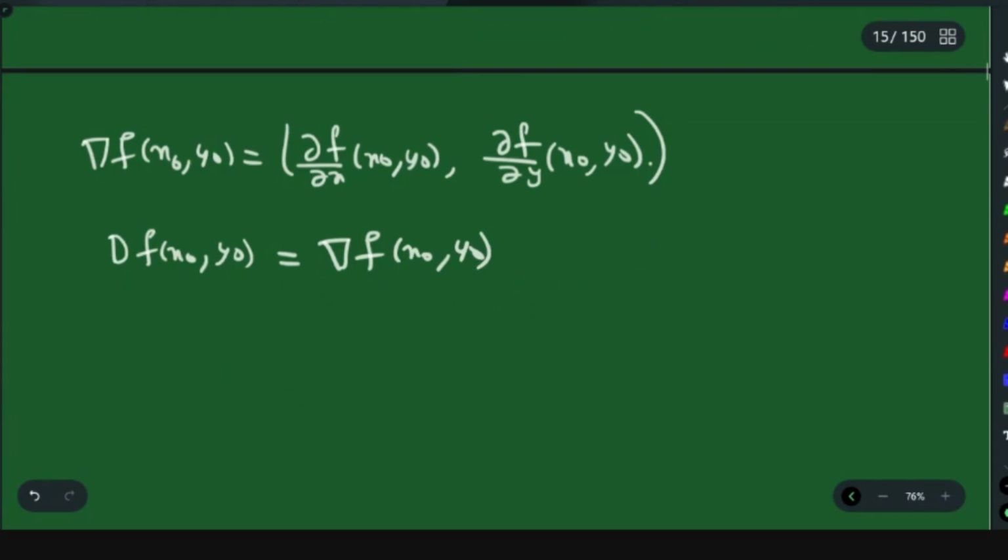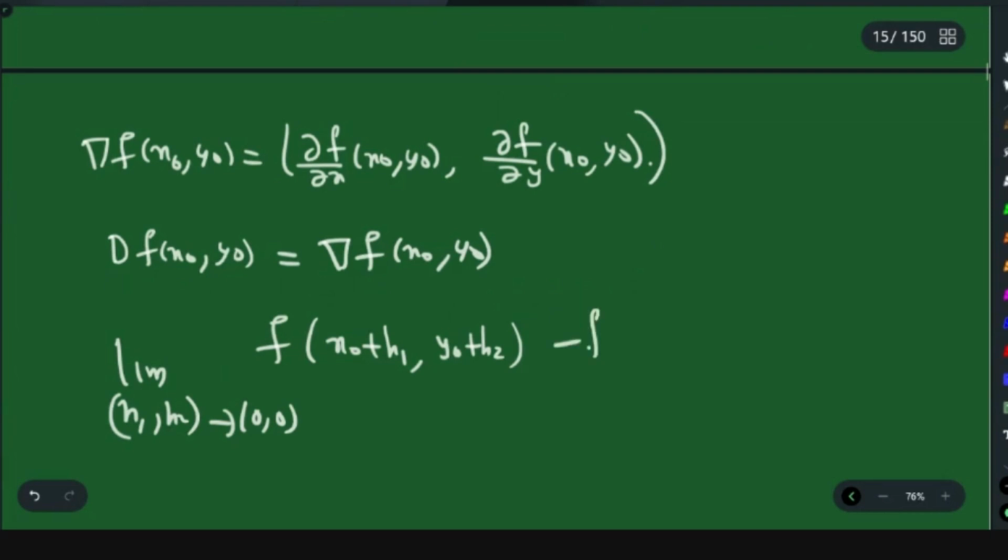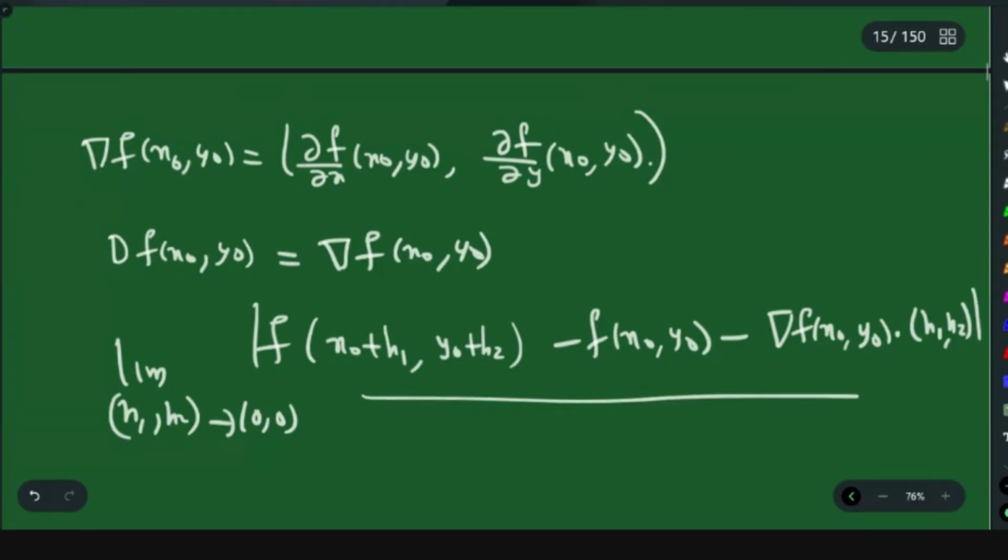So the remaining thing you need to verify is the limit as h1, h2 tends to 0, 0. So what happens to this one? The modulus of f of x naught plus h1, y naught plus h2, minus f of x naught y naught, minus del f of x naught y naught dot h1, h2, divided by the norm of h, that is root of h1 square plus h2 square.